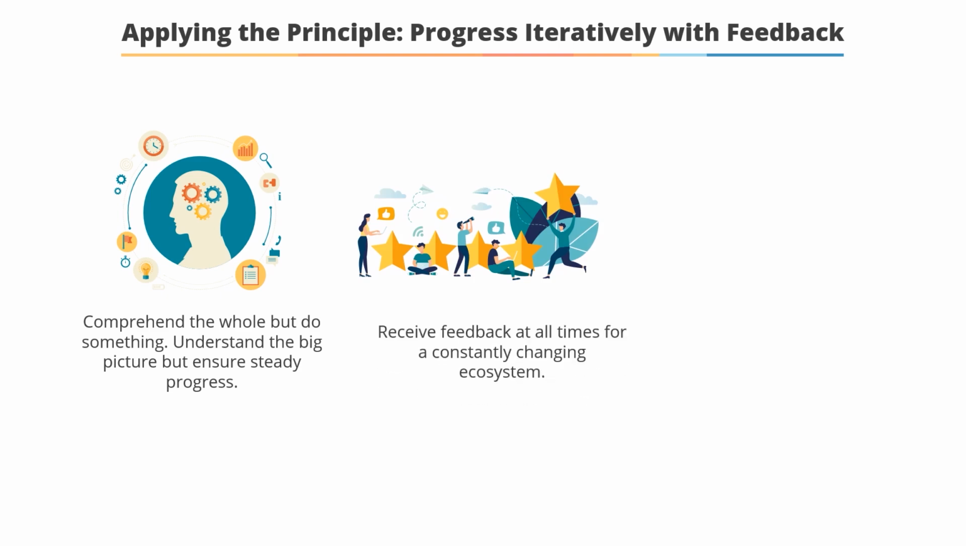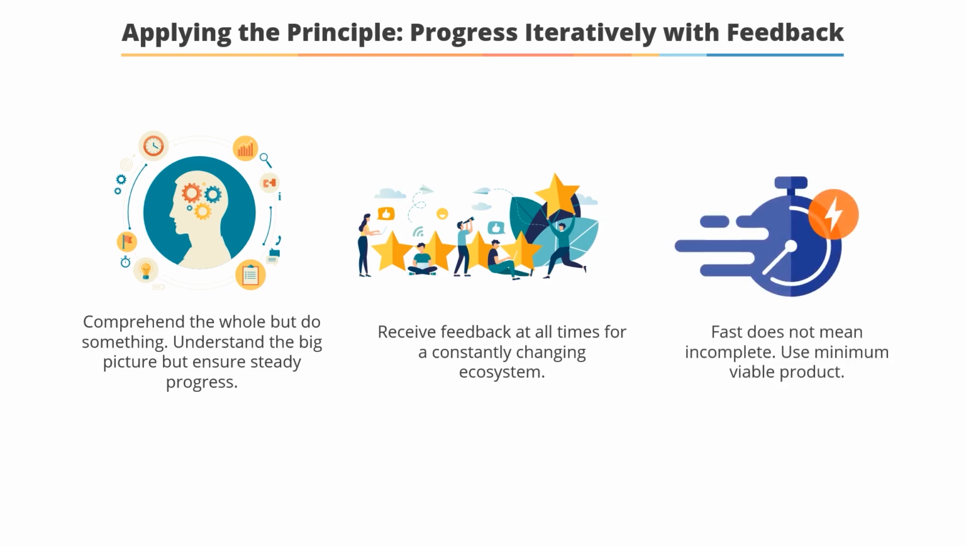The ecosystem is constantly changing, so feedback is essential. Use feedback at all times and at all levels. Fast does not mean incomplete. Just because an iteration is small enough to be done quickly does not mean it should not include all the elements necessary for success. Use minimal viable product, a version of the final product which allows the maximum amount of validated learning with the least effort.